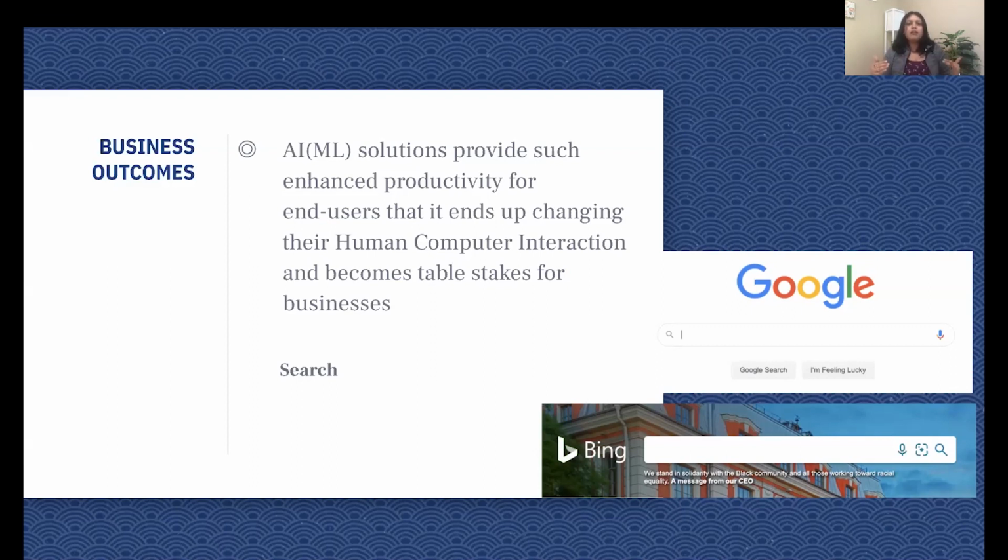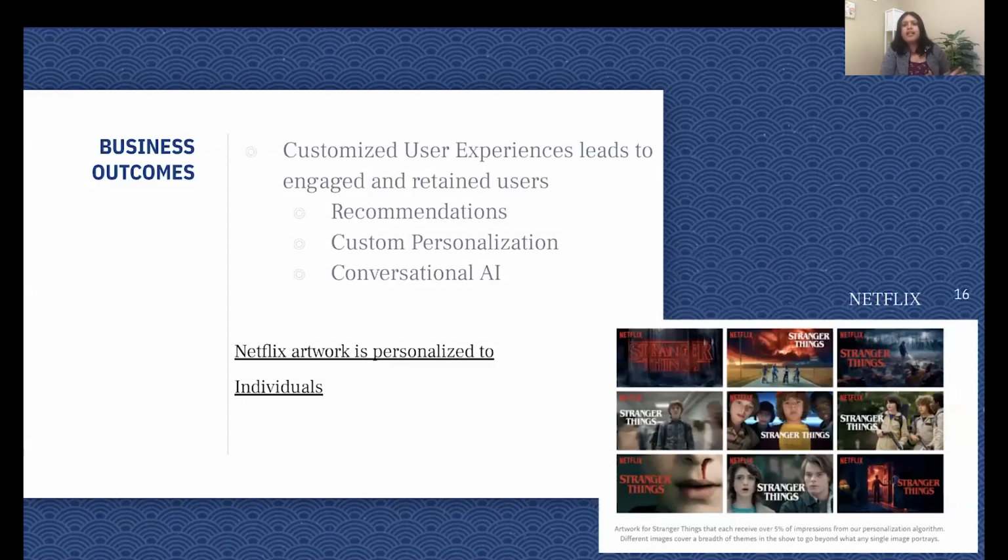So sometimes the power of search is such that it has become table stakes everywhere. Next one, customization, personalization. Everywhere you look around, recommendations, custom personalization, which means basically personalization to segments, conversational AI. Every company is doing this. Why? Because they want to engage and retain the users. They want to understand the users, give them value at the point of time when they want value. Like Netflix artwork, it's actually personalized to individuals. So if you and I are being shown the same movie in the recommendation, there's a very high likelihood that we are seeing different thumbnails.